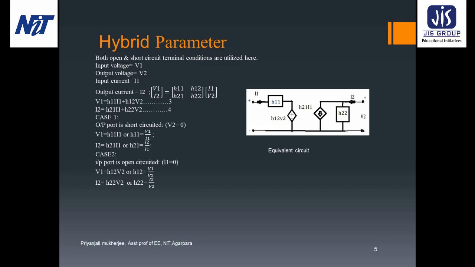So from this equivalent circuit, we can say that H12 into V2 is a voltage source, but it is a dependent voltage source which depends on the secondary voltage V2. Whereas H21 into I1 is a current source, and it is a dependent current source which depends on the input current I1.